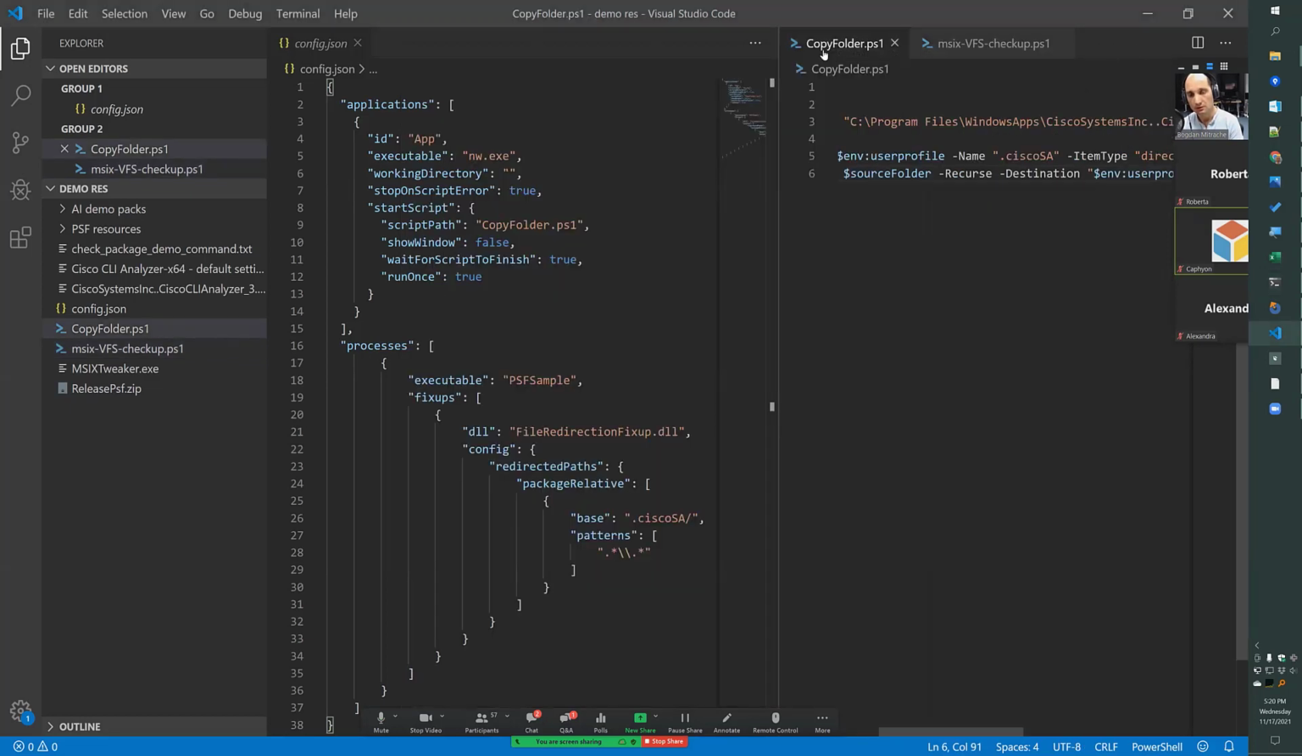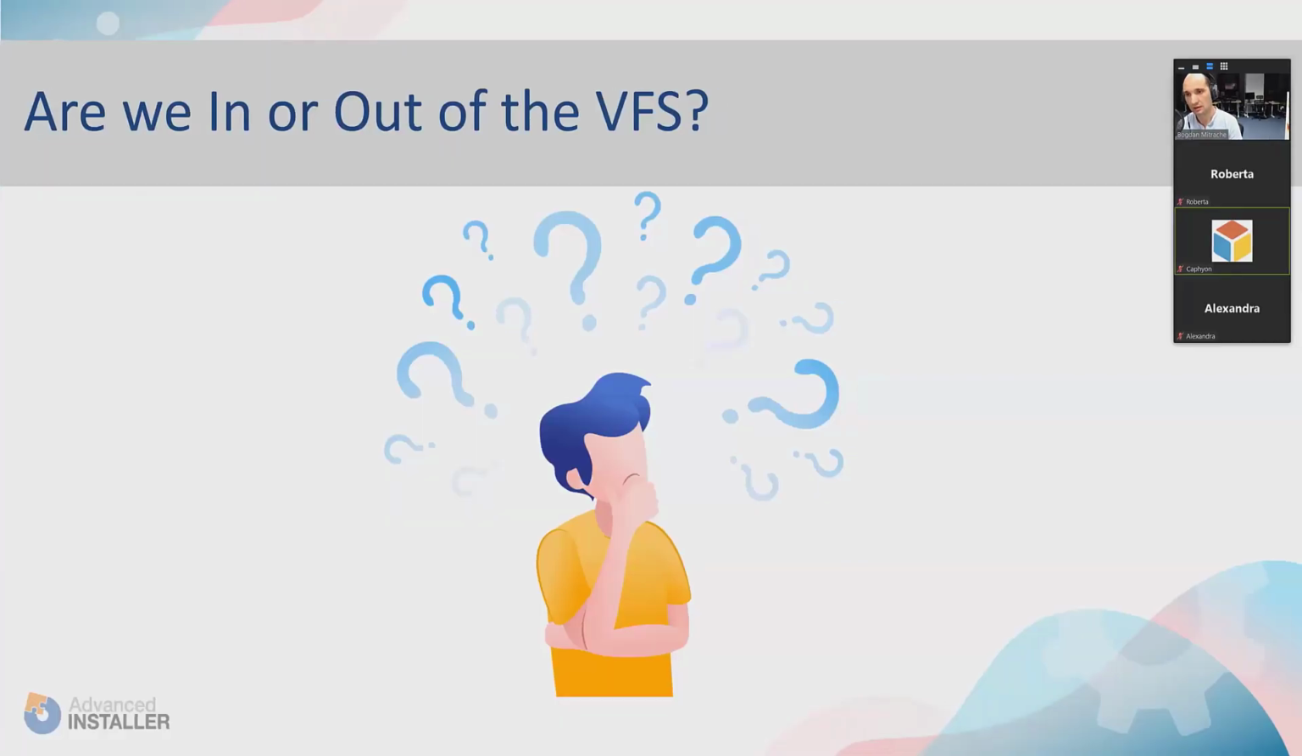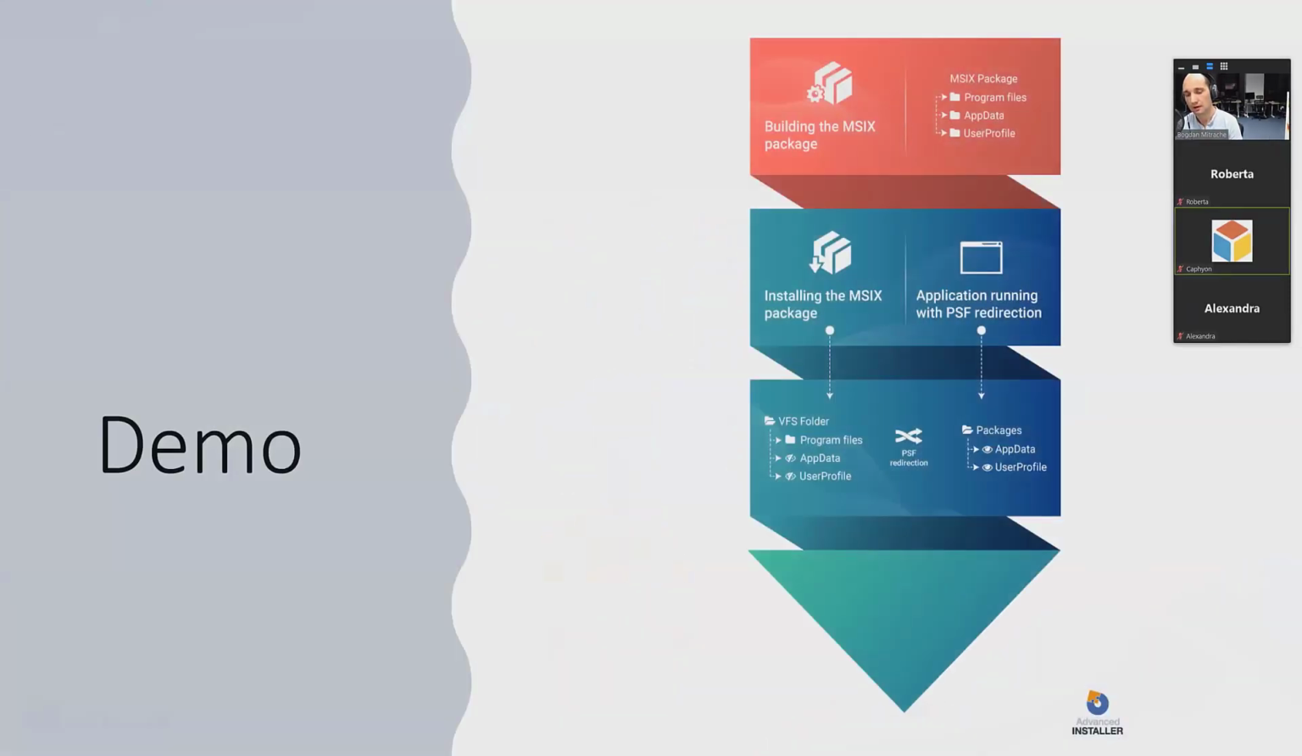So the idea to fixing an application that doesn't have access to the resources from its AppData or UserProfile folder is using an implementation of the PSF and our integration that we have in Advanced Installer with it. But first, I'll explain the basics. What PSF does, the Package Support Framework, for those of you that haven't used it, is an open source project from Microsoft that allows you to fix applications that are not running in compatibility with the MSIX container.